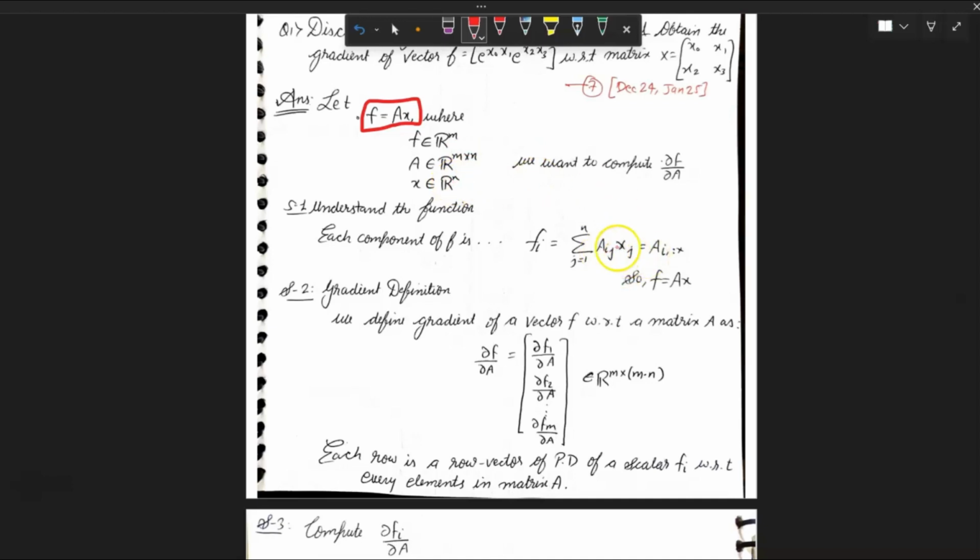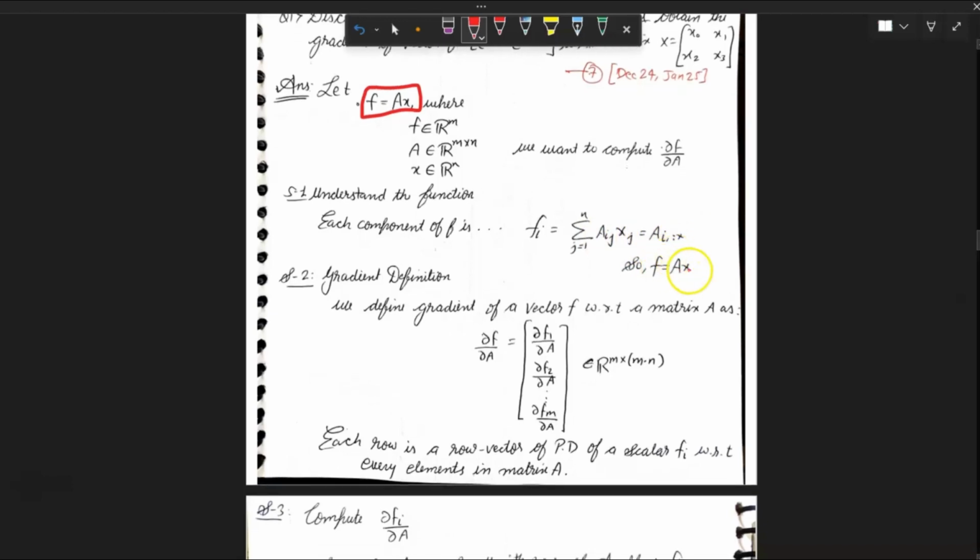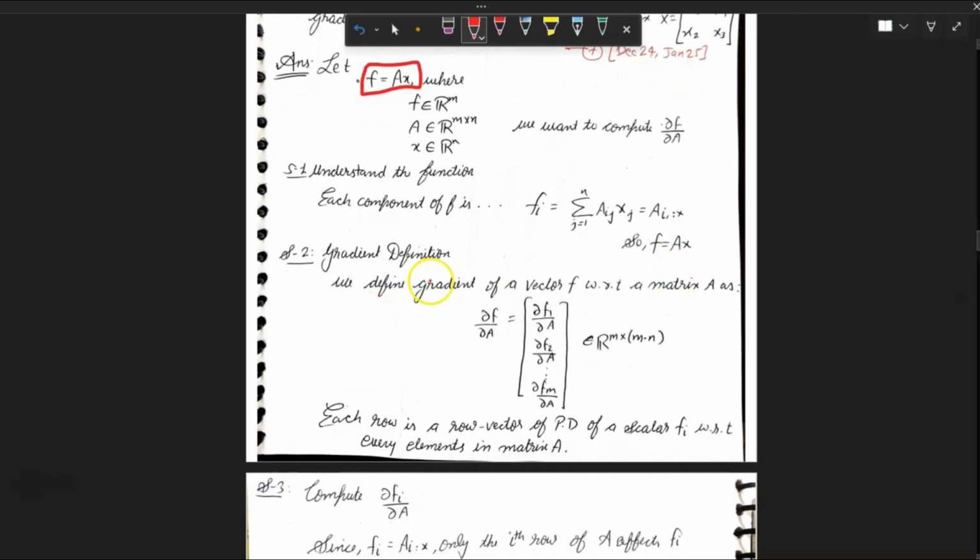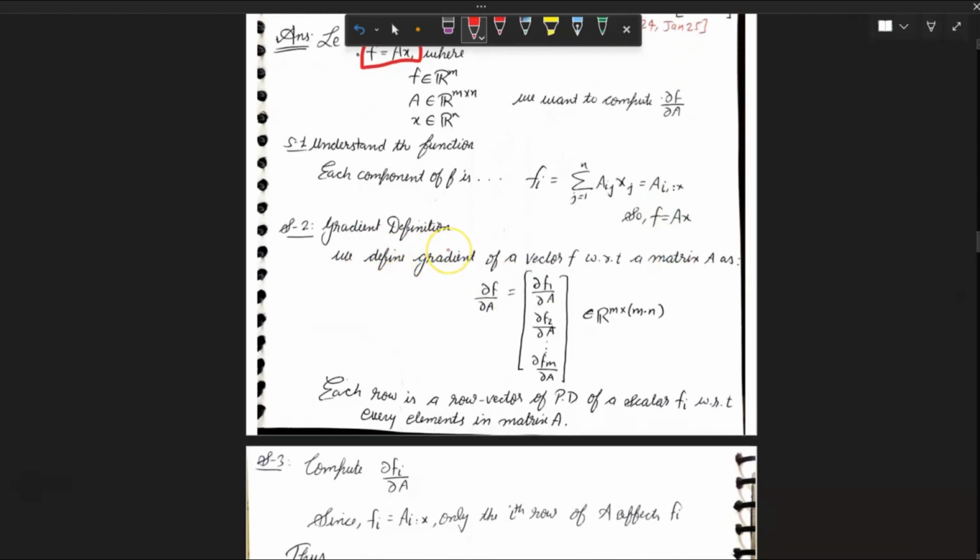Okay, so its answer is A_i x. So f is equal to A x. Okay, so step 2 is the gradient definition. What does the gradient mean? We define the gradient of a vector f with respect to a matrix A as follows. This is the definition of gradient. Okay, let's see what the gradient is.